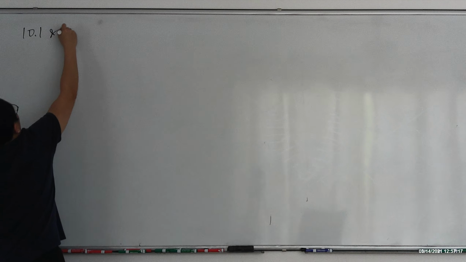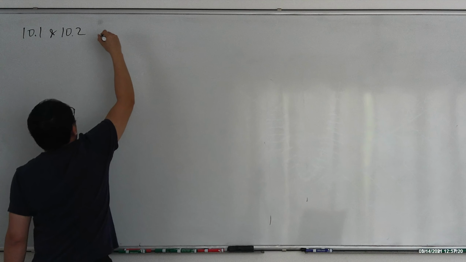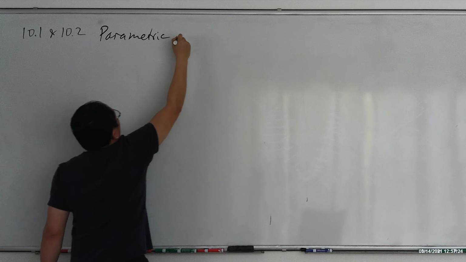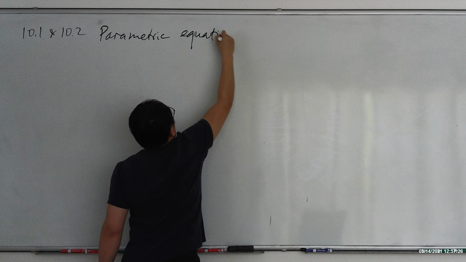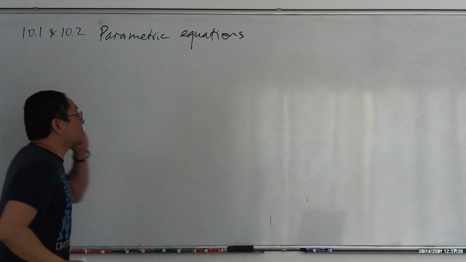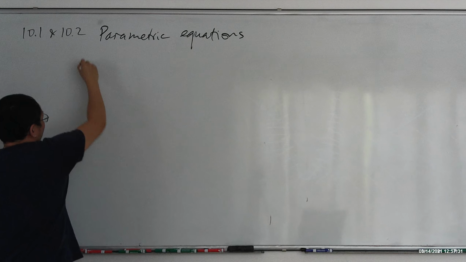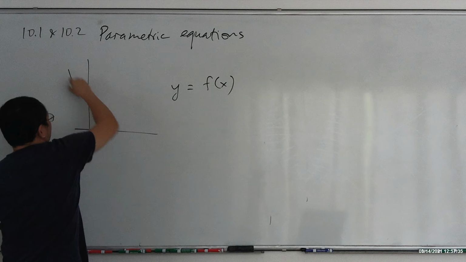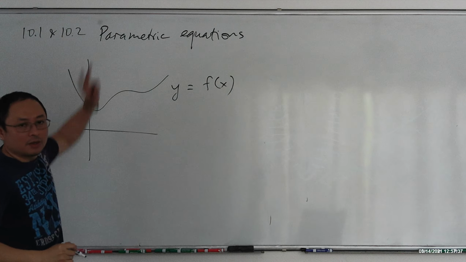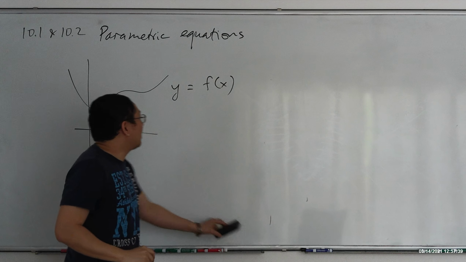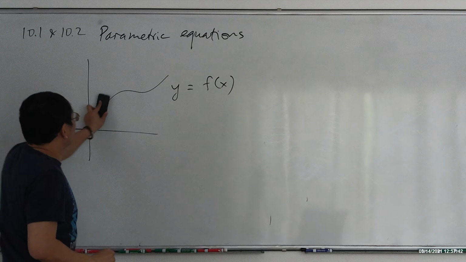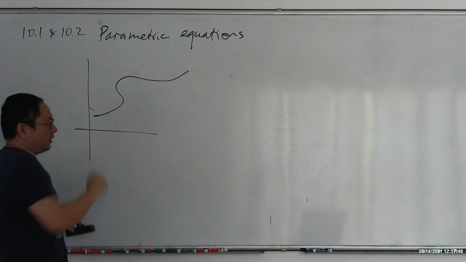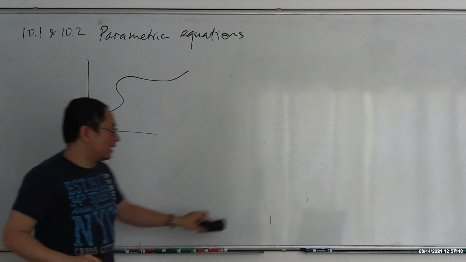10.1 and 10.2, parametric equations. Okay, so let's explain this a little. Before, you have a function y equal to f of x, and the curve passes the vertical line test, right? And what about a curve that's not passing the vertical line test? Say a curve like this. It fails the vertical line test, so it's not a function y of x anymore.